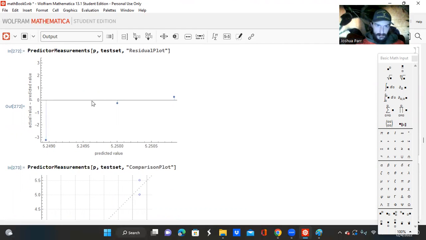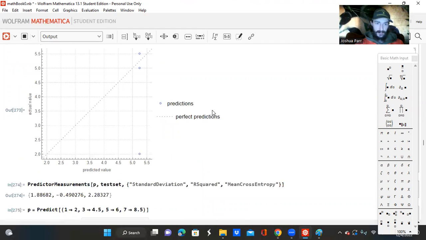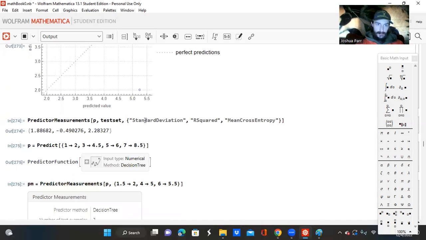So this is the baseline. These are your data points, and the residual is the distance from 0 in either direction. Predictor measurements, comparison plot. It's actual values, predicted values. Here's another predictor measurement set, asking for SD, R squared, and mean cross entropy.